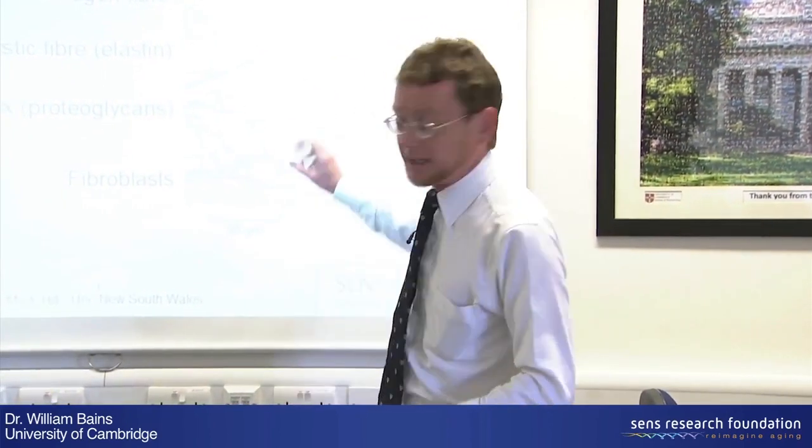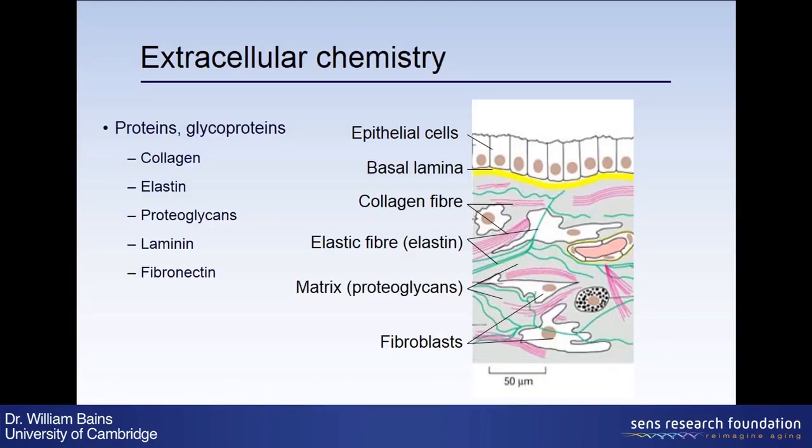Embedded in all this in connective tissues are, of course, cells. And it's the cells that make these proteins. So these cells, and particularly the fibroblasts shown here, will synthesize the proteins, export them from the cells, and then build up the extracellular matrix.